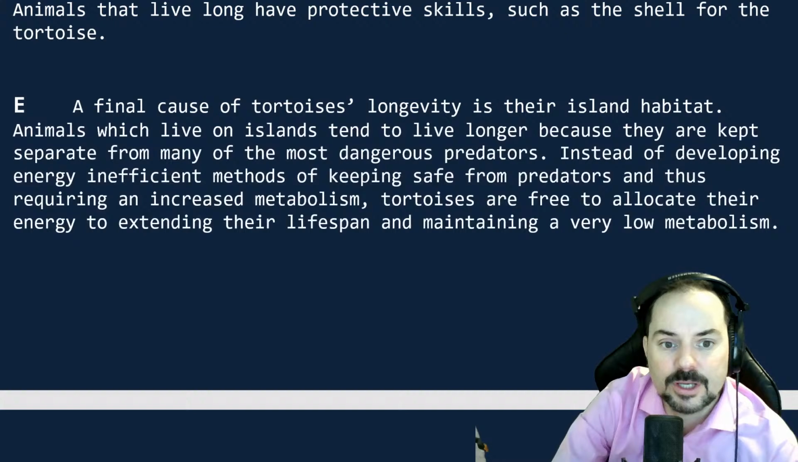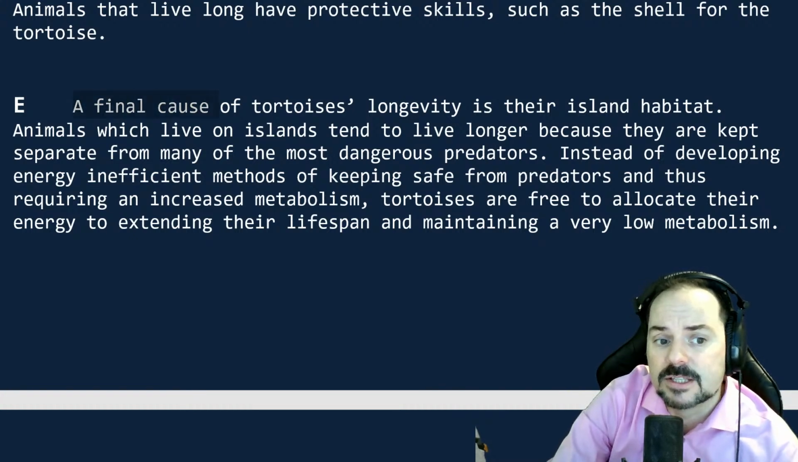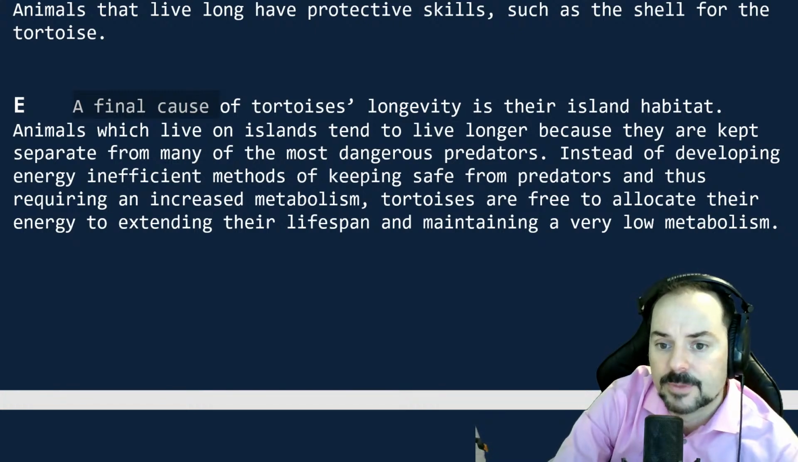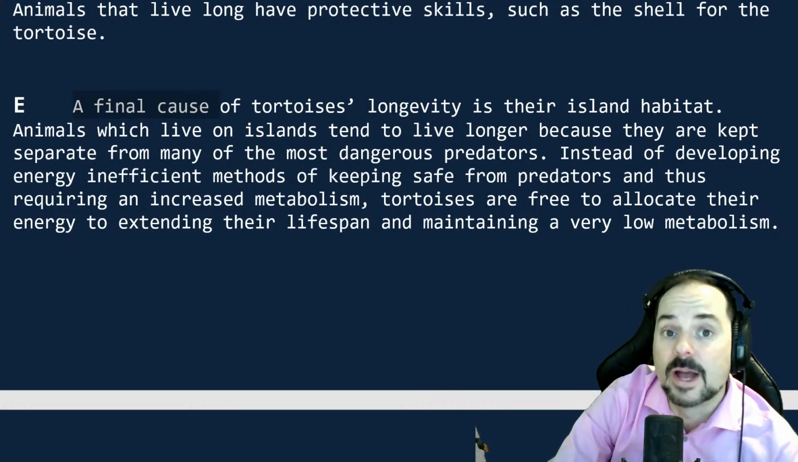So there's a key point here in this paragraph. Really pay attention, Karina. The trick is really pay attention to the topic sentence. Just read the first sentence again. A final cause of tortoise longevity is their island habitat. Right. So there's a very important subject that's being introduced here. So where does the tortoise live? On an island. That's right, on an island, right?